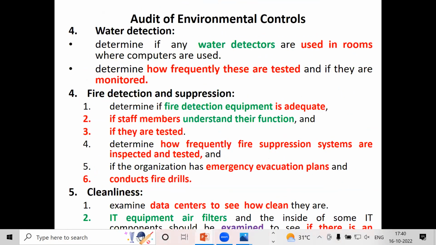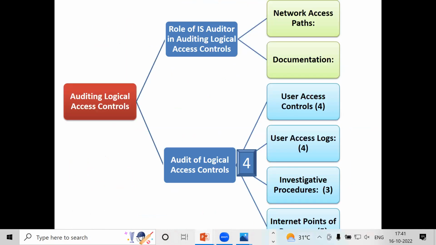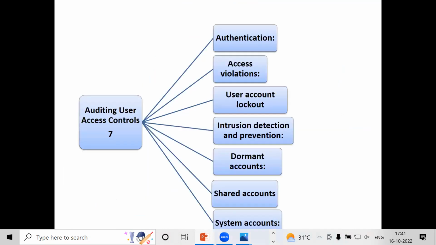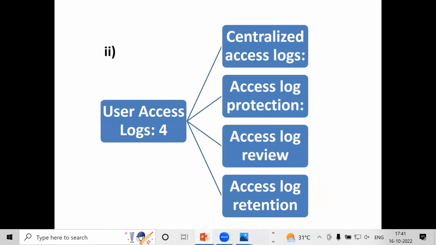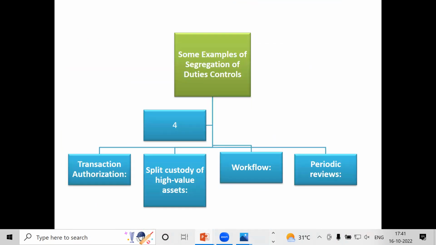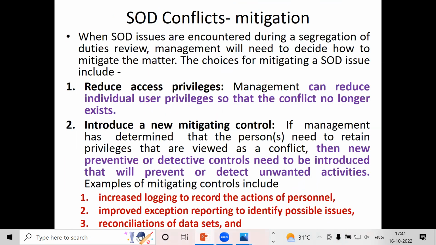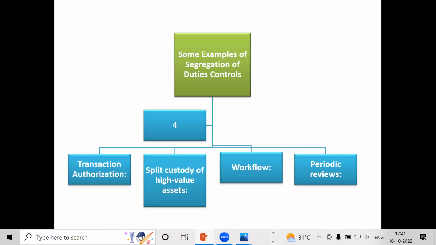So other controls, as I said, you have to check using the methodologies, logical access, whatever we had seen in the controls, that has to be checked. Here SOD is also important. What is SOD? Segregation of duties. One person does the transaction, one person approves it. That is segregation of duties.